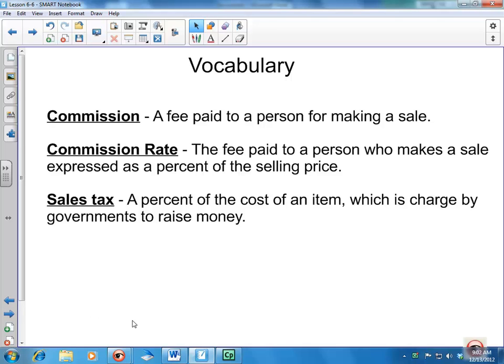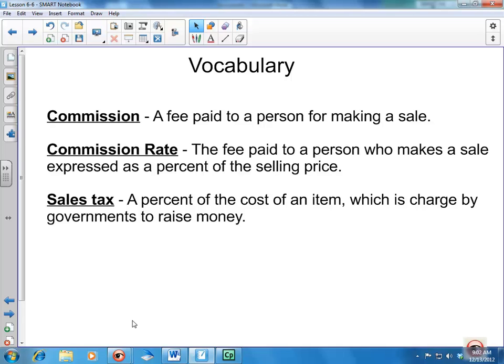Our first vocabulary word is commission. It says a fee paid to a person for making a sale. Salespeople typically get paid commission, like a car salesman. If you buy a car for $30,000 and they get a 3% commission, then they're going to get paid based on the amount of car or cars that they sell, I guess.